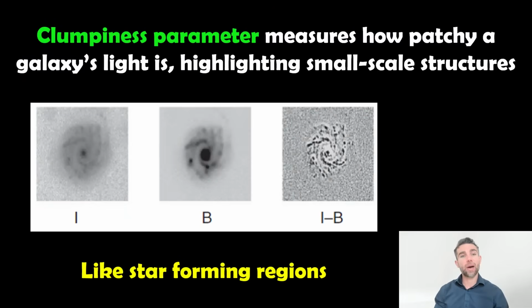Now our second one is the clumpiness parameter, and this is measuring how patchy the galaxy light is. It will highlight small scale structures, most likely where you've got star forming regions. Star forming regions are going to be brighter than the surrounding galaxy, and these will be smaller scale structures. Again, we've got our original image on the left. In the middle we've applied some kind of smoothing filter, and then we're looking for the difference between the two, and that gives us this clumpiness parameter.